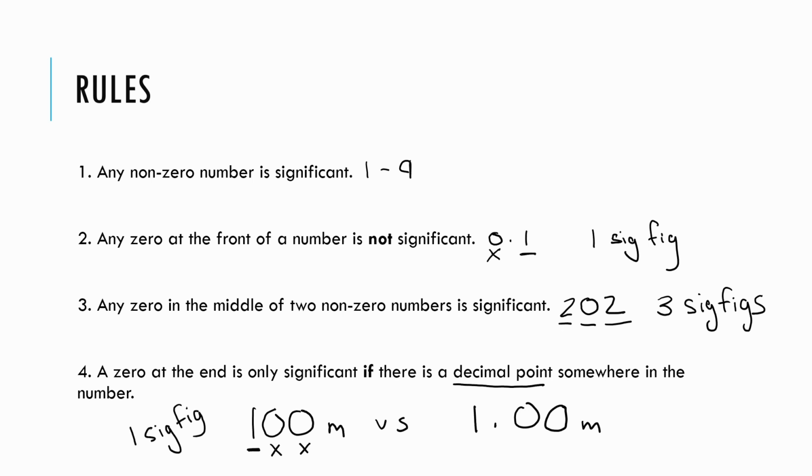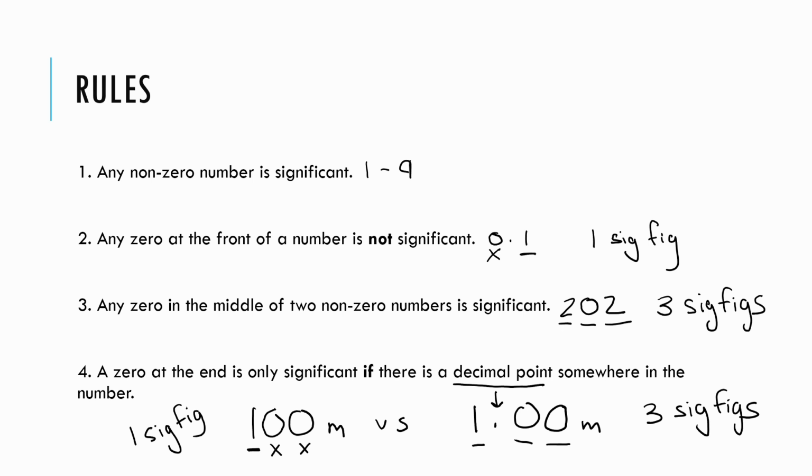Now over here to the 1.00 meters, our 1 of course is always significant. We don't need to worry about any non-zero number. These 2 zeros at the end do become significant, and that is because there is a decimal point right there. Now in this case, this one has 3 sig figs. Now, those are our rules for determining significant figures.